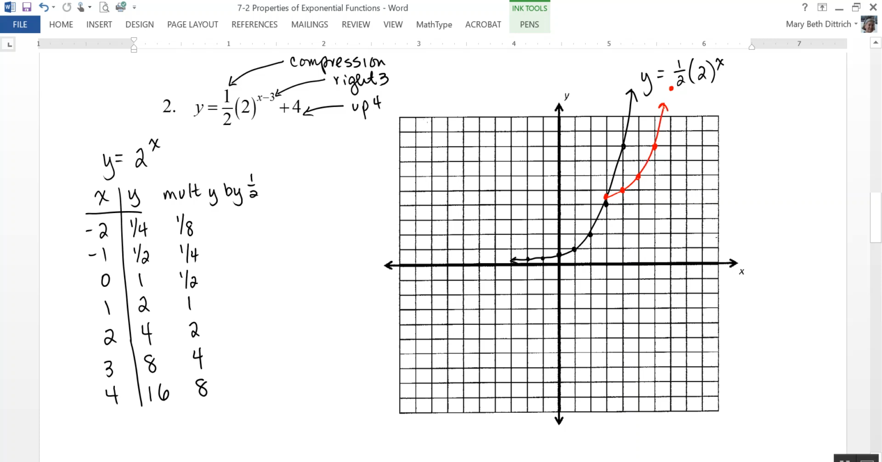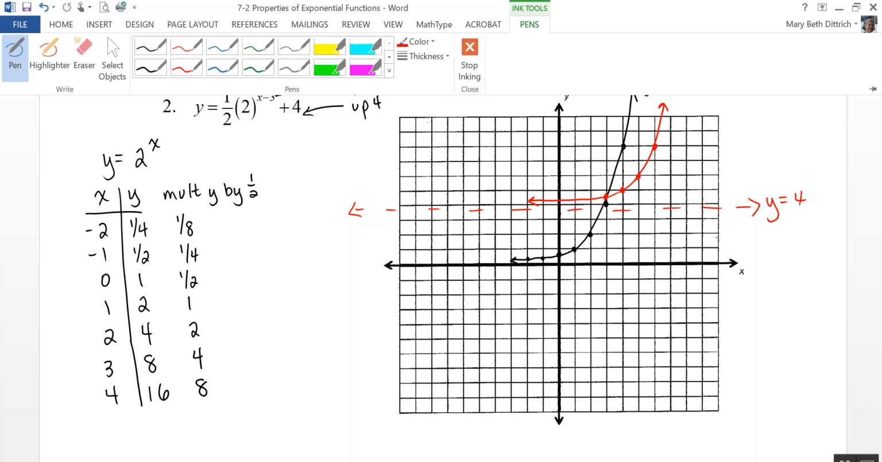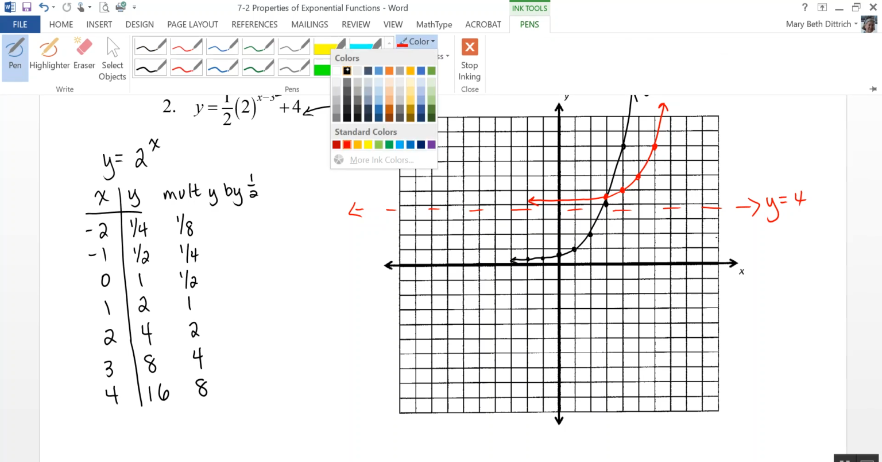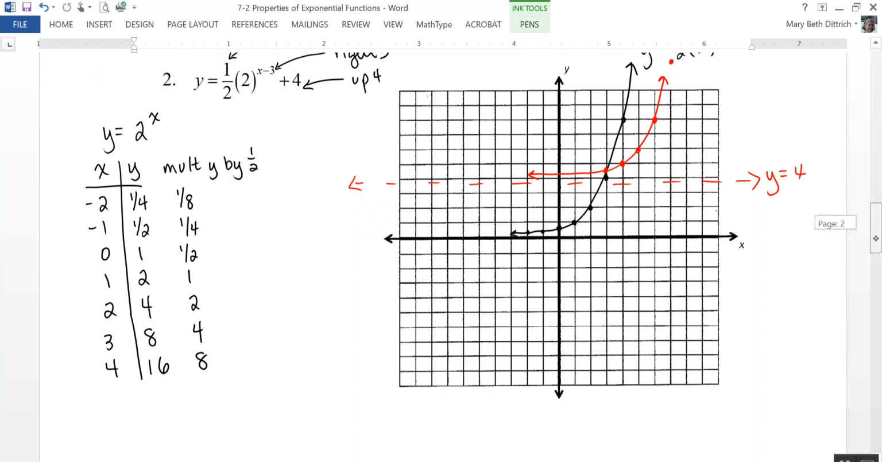And because I moved it up 4, instead of the y-axis being my asymptote, now the line y equals 4 is my asymptote. And I can just draw the rest of the curve so it kind of approaches that but doesn't touch it. Okay, that's the best way to graph something with transformations. Find the parent function, deal with any compression or stretch, and then graph that and then move up, down, left, right as you need to. Go back to black here. Okay.